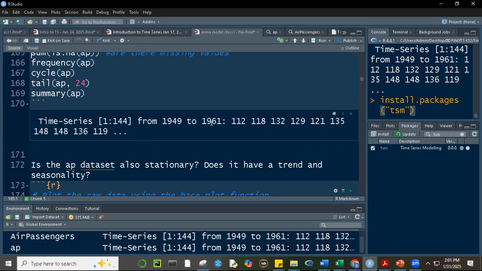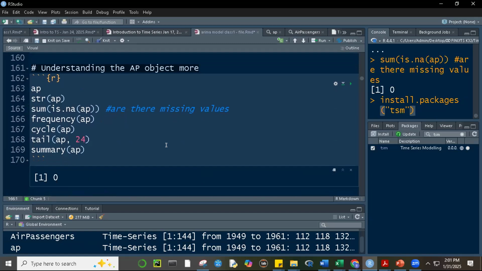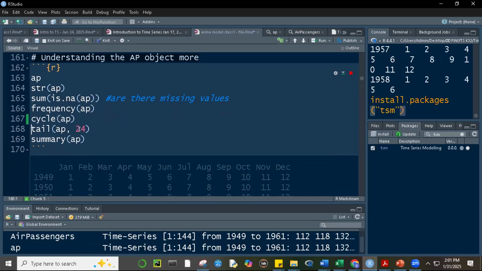Okay, from 1949, actually this is 1960. 144 observations. So are there missing values? We can use this function, sum of is.na of the object. Okay, so there are no missing values. The frequency, we have run this before, 12. This is monthly data. And the cycle, let's take a look at the cycle of AP.